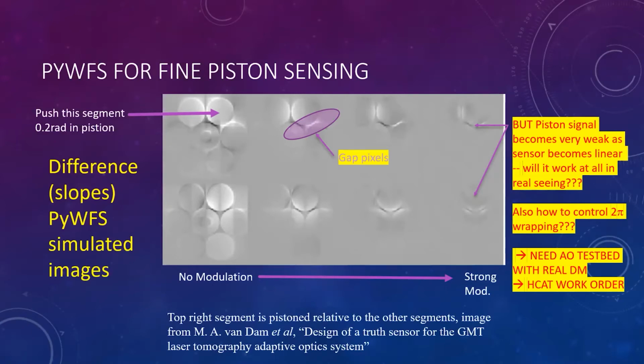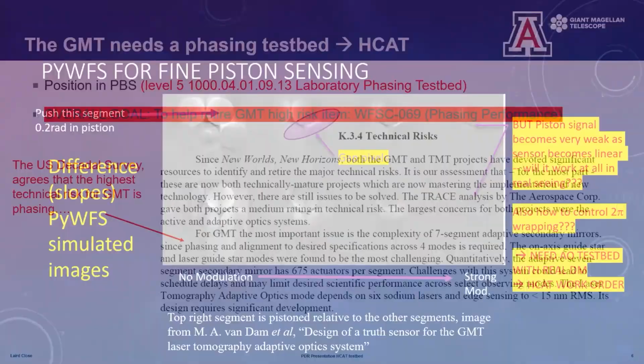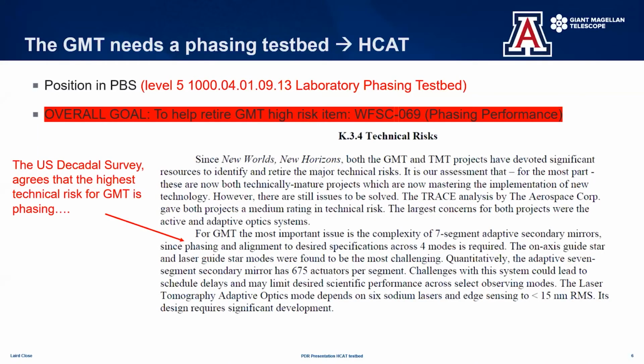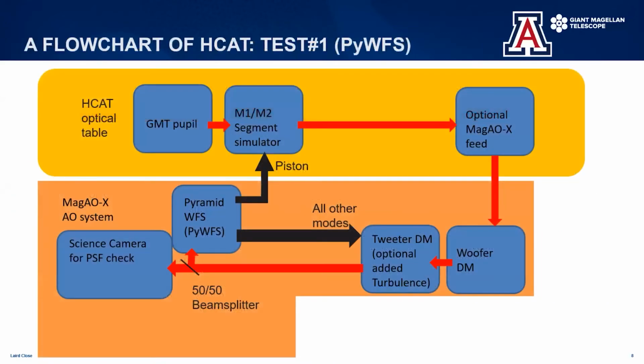So all of this suggests it's a good idea to build a test bed to actually test these things out in reality. And in fact, the US Decadal Survey called out the GMT and TMT as top priorities for ground-based astronomy, but pointed out for the GMT, although I argue this is also an issue for the TMT, that phasing is the tallest technical risk. So phasing for the GMT is going to be very, very important.